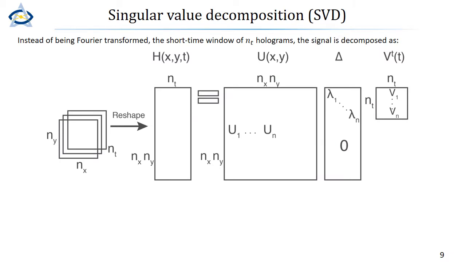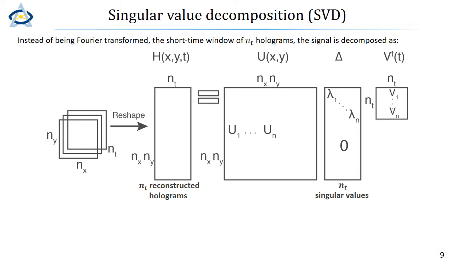So the solution that was proposed in that paper is, instead of doing a Fourier transform, to use a singular value decomposition, where it's no longer a temporal transformation, it's a new space, a new decomposition that takes into account both space and time. So we have a short-term window of anti-holograms that is reshaped into a 2D matrix. On one dimension there is time, on the other dimension there is space. So now the columns of the new matrix are our images, and this new matrix is decomposed with singular value decomposition into a product of 3 matrices.